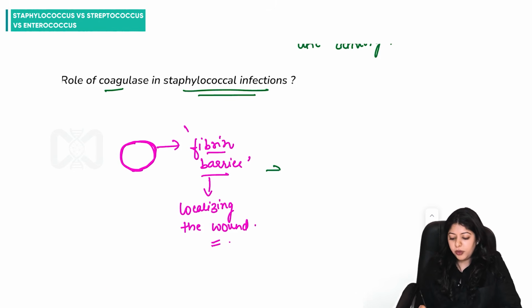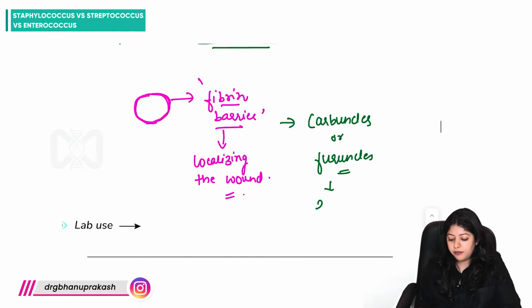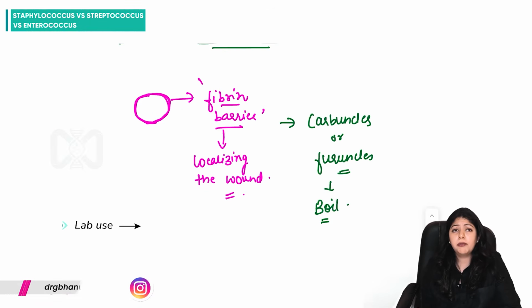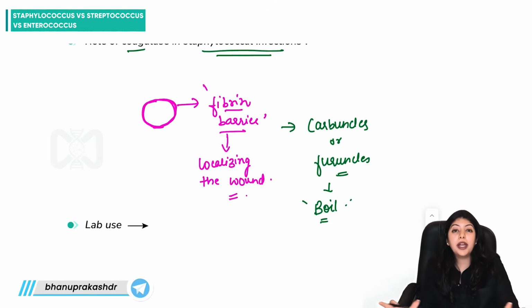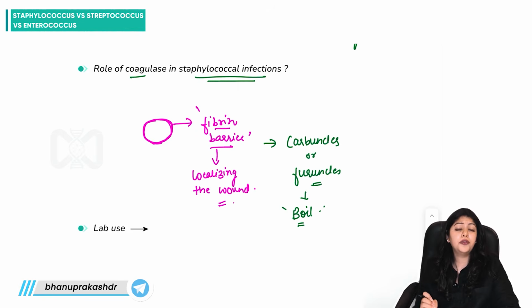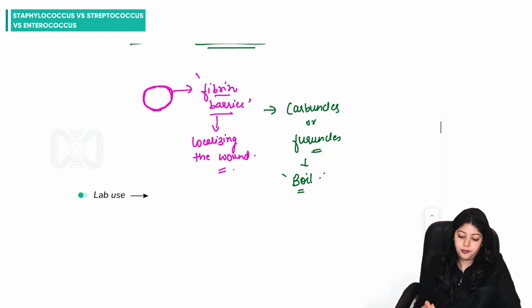Most of you must be knowing that we get carbuncles, furuncles, mostly known as boils. So these are confined. Small abscess of pus points are seen which are confined and they have a clear boundary around. They do not spread to the whole area, but they are completely localized. So that is the role of this particular enzyme in Staphylococcus infections, right?